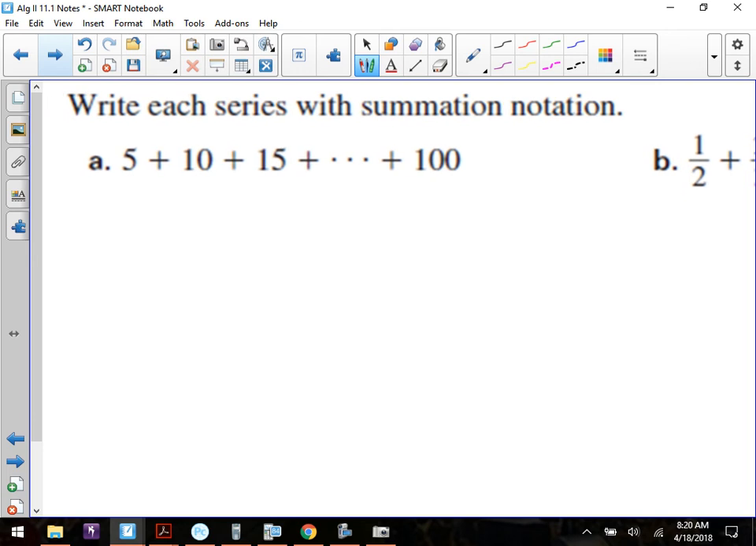Let's write this in summation notation. This is a finite sequence. So what happens with this is that you just have to figure out the generic rule first. Figure out the generic rule, and then figure out how many of them there are.